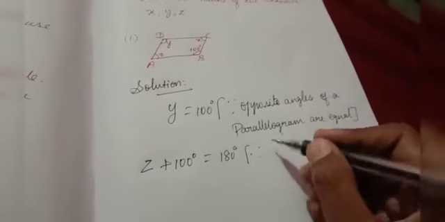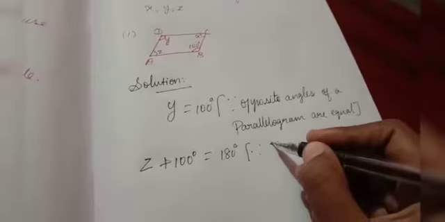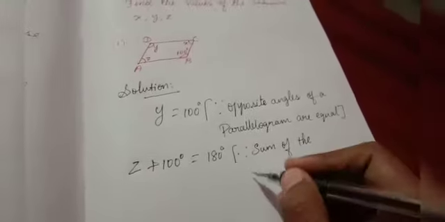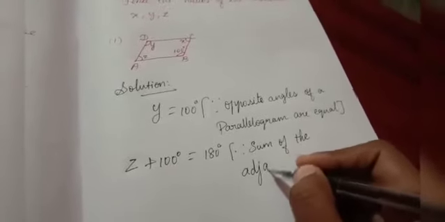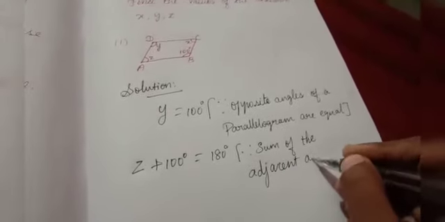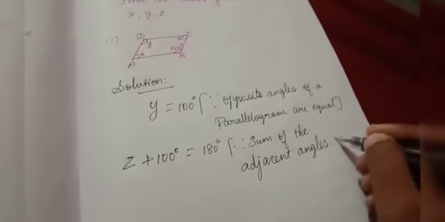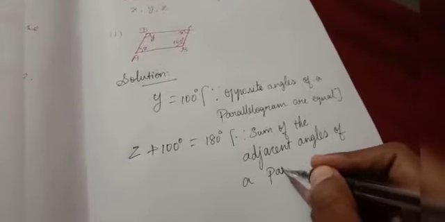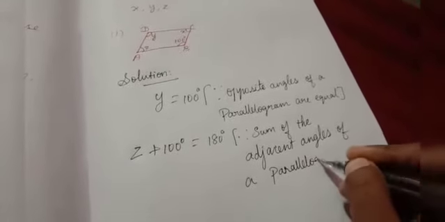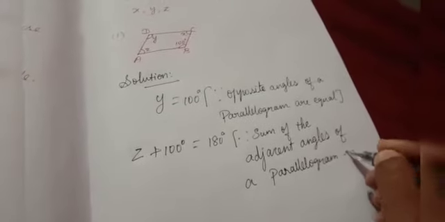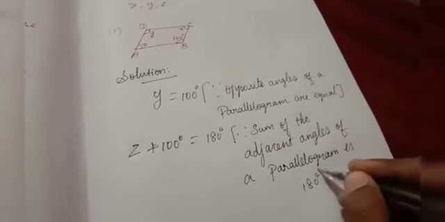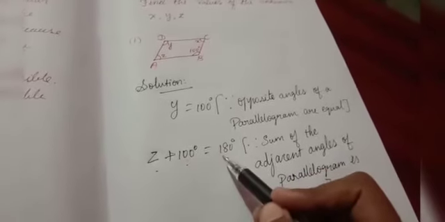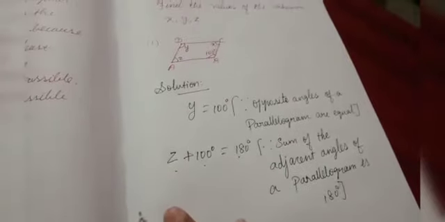Because the sum of the adjacent angles of a parallelogram is 180 degree. So because of this property, I have added the adjacent angle z with 100, then equated with the 180 degree. Now we can find z value.